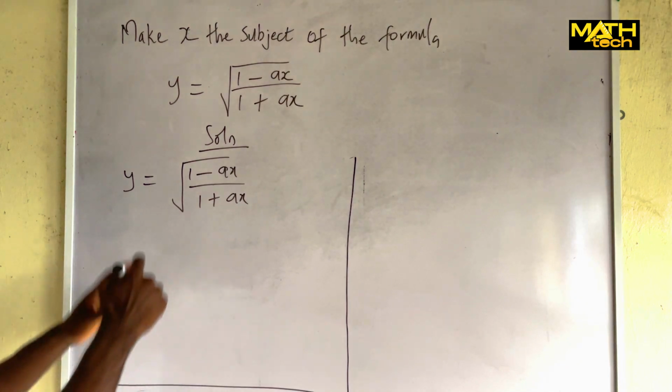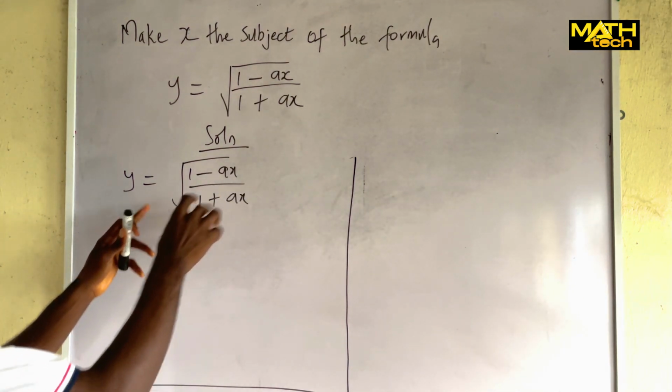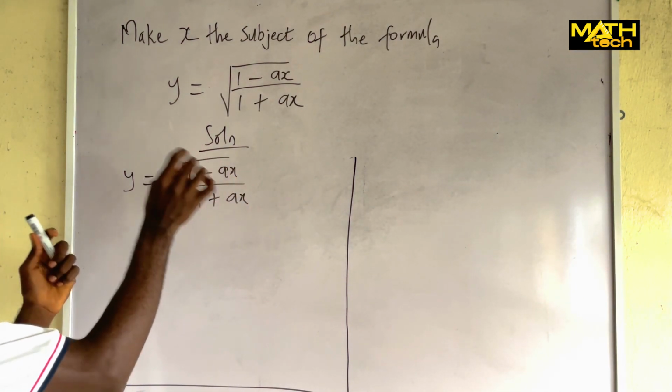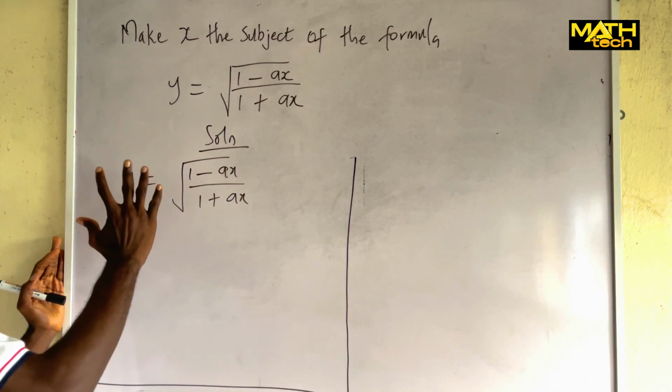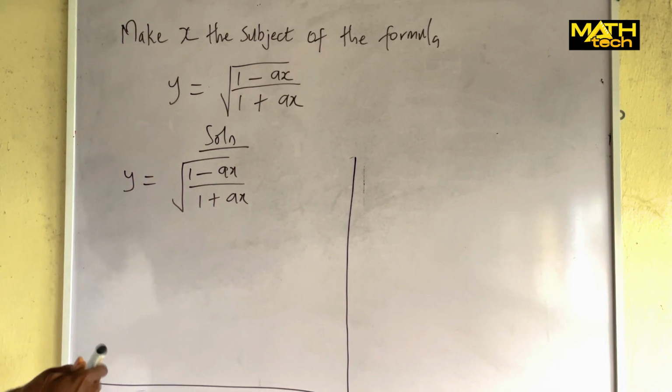Because this square root stands like a bondage. It holds this x, and any value under the square root cannot just leave the square root. So now what do we do? The first step we do is that we add squares to both sides.